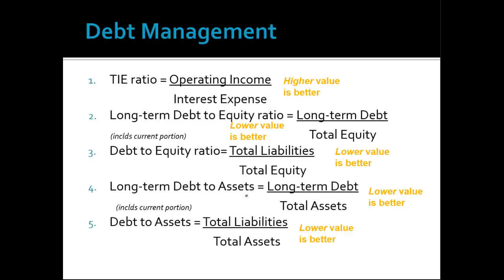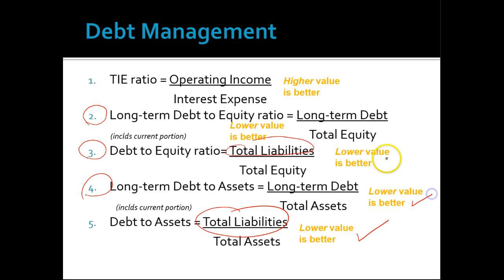And then once again, they're very similar. If you noticed, the long-term debt to equity ratio was almost the same as the debt to equity ratio, except I take all the liabilities into the numerator for the second one. We're going to do two others that are very similar. We have long-term debt to assets or debt to assets. The only difference is total liabilities in the numerator for debt to assets. In both cases, a lower value is better.